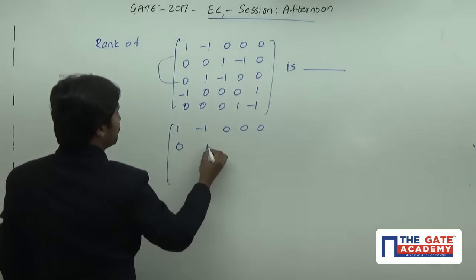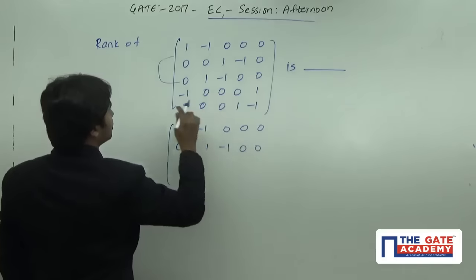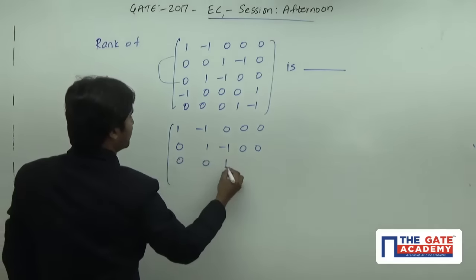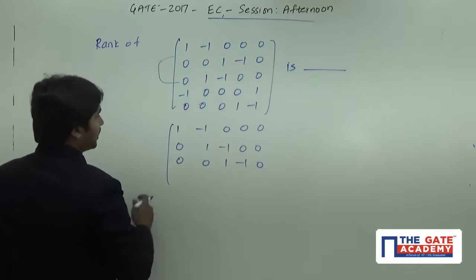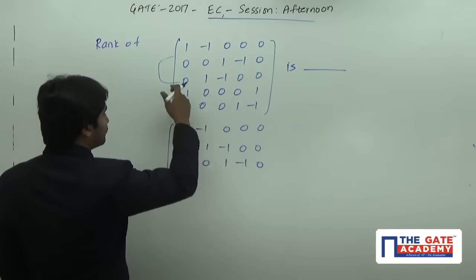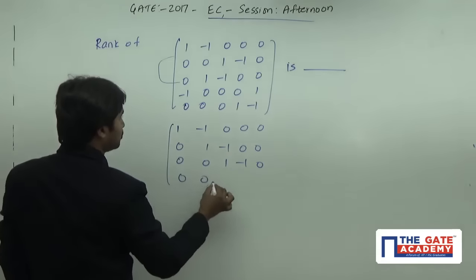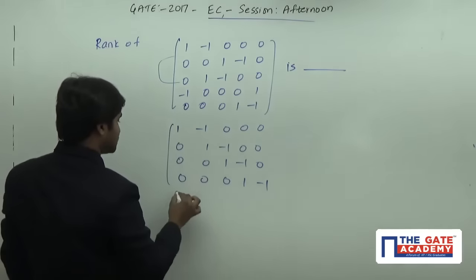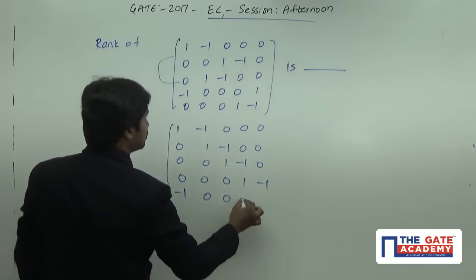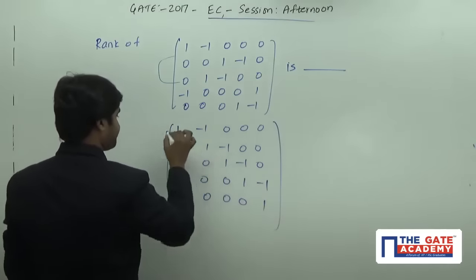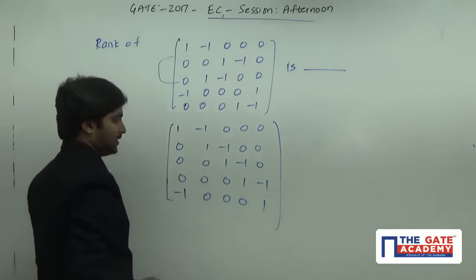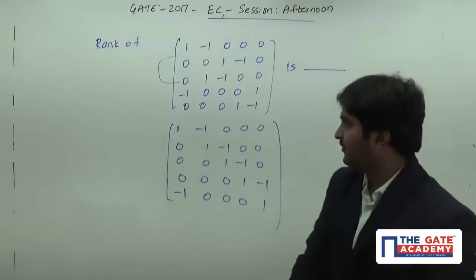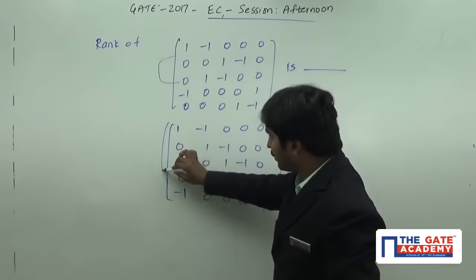So it's going to be 0, 1, minus 1, 0, 0. Next I'm going to bring the second row to the third row. It's going to be 0, 0, 1, minus 1, 0. Then I'm going to bring the last row to the fourth row. It's going to become 0, 0, 0, 1, minus 1. And then this particular row to the last, minus 1, 0, 0, 0, 1. So if you observe, till here it is of a row echelon form.